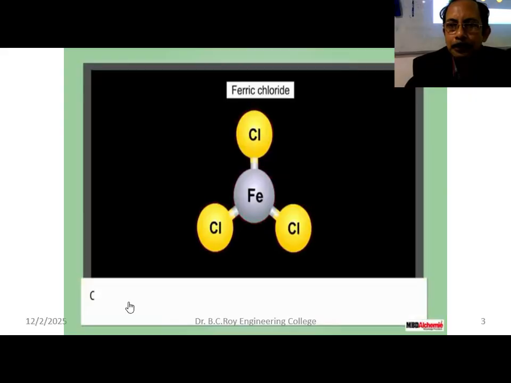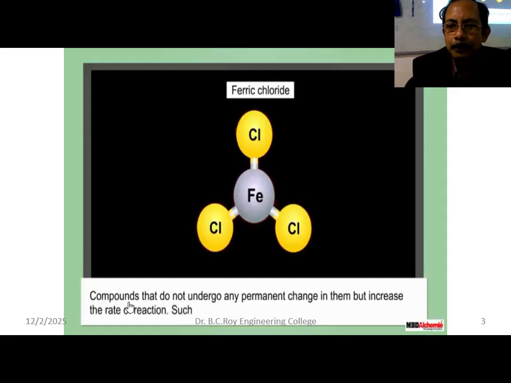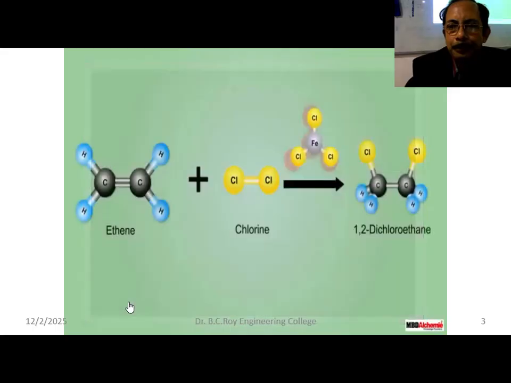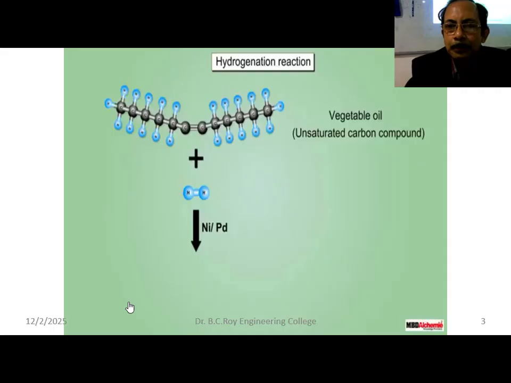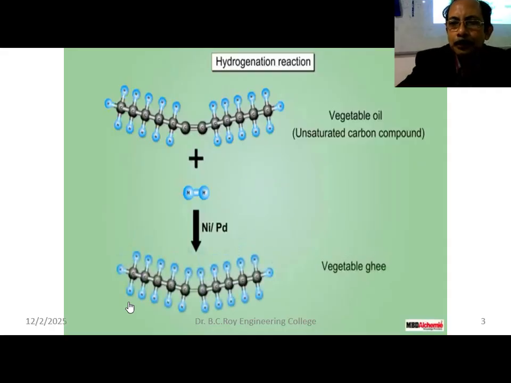These addition reactions of carbon compounds take place in the presence of some other compounds like ferric chloride, as in case of addition reaction of ethene and chlorine. Compounds like ferric chloride do not undergo any permanent change in them, but increase the rate of reaction. Such compounds are known as catalysts. Some addition reactions of carbon compounds have industrial significance also. One such addition reaction is hydrogenation of the vegetable oils. Vegetable oils are long-chain unsaturated compounds.